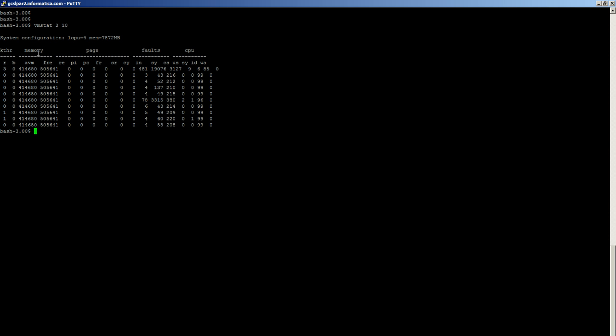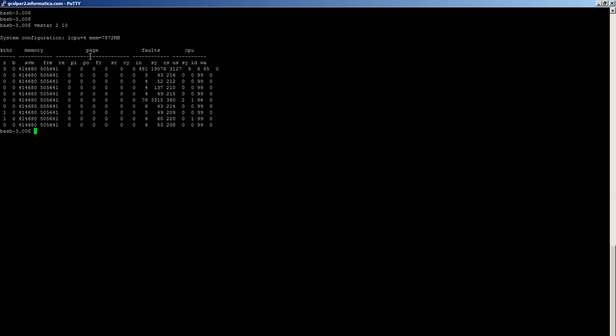And there are different sections in VMStat. One is the number of kernel threads and its statistics, then memory, then paging and faults, and the last one, the amount of CPU utilization. In fact, it's the percentage of CPU utilization that VMStat displays. With respect to memory, we'll see how much virtual memory is active at the given point and how much memory is free.